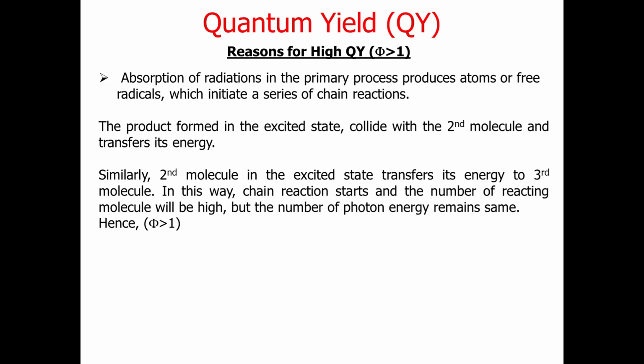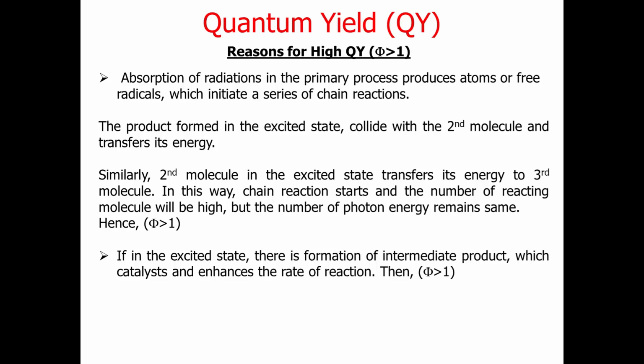Since the number of photons remains the same but the number of molecules increases, because in the chain kind of reaction the free radical formation starts the chain reaction, in this case the high quantum yield value can be observed, or the corresponding phi value should be greater than 1.